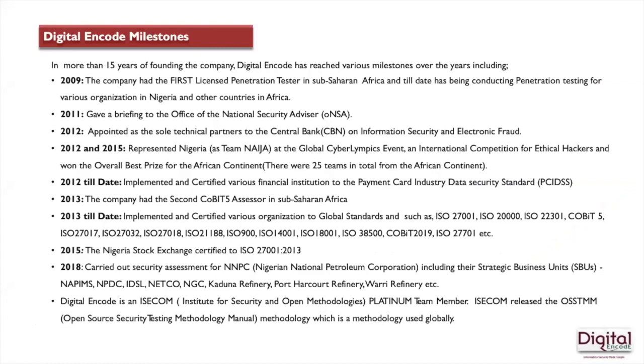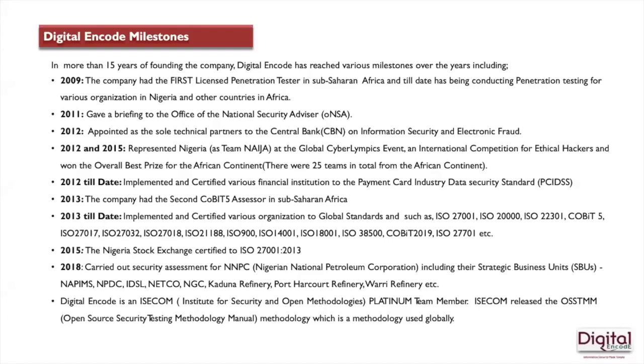We've achieved several milestones that we'll just be running through quickly. In 2009, we were made the first licensed penetration tester in sub-Saharan Africa. Since then, we've been conducting penetration testing for organizations within Nigeria and even other countries in Africa. In 2011, we gave a briefing to the Office of the National Security Advisor. In 2012, we also participated at the Global Cyber Olympics event. That was an international competition for ethical hackers, and we won the overall best prize for the African continent, which we yet again represented Nigeria in 2015.